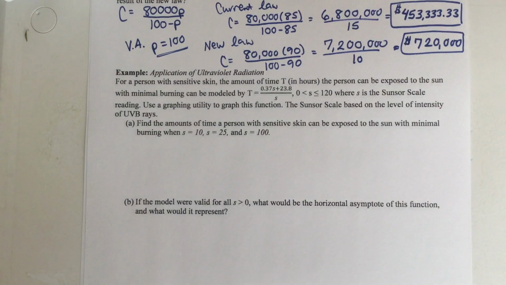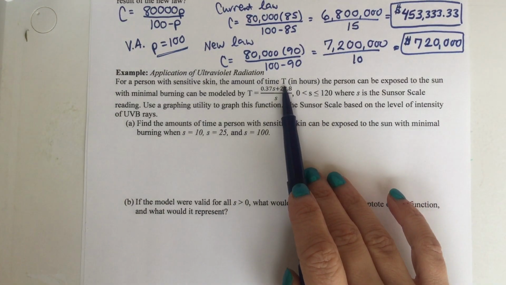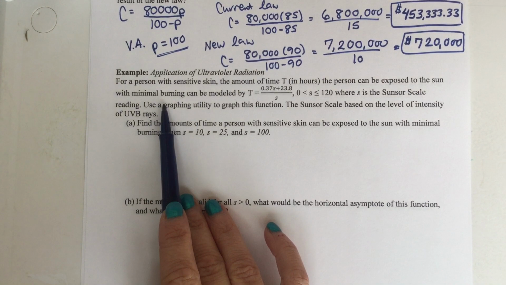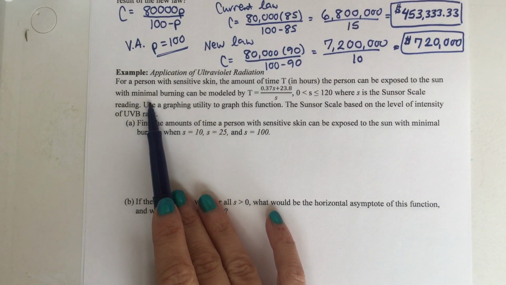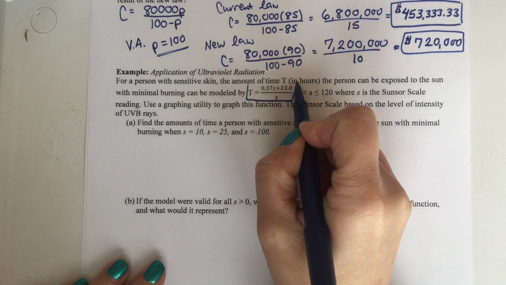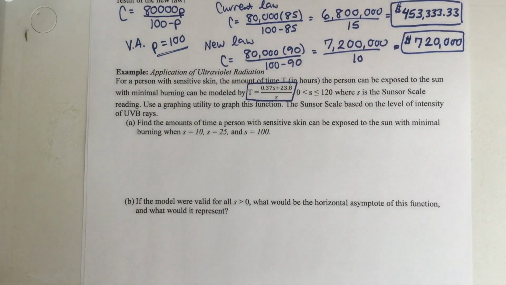For a person who has sensitive skin, the amount of time, T, in hours, the person can be exposed to the sun with minimal burning can be modeled by this function. They're not saying that you're not going to burn. It's just going to be minimal. Okay, so we have a rational function.